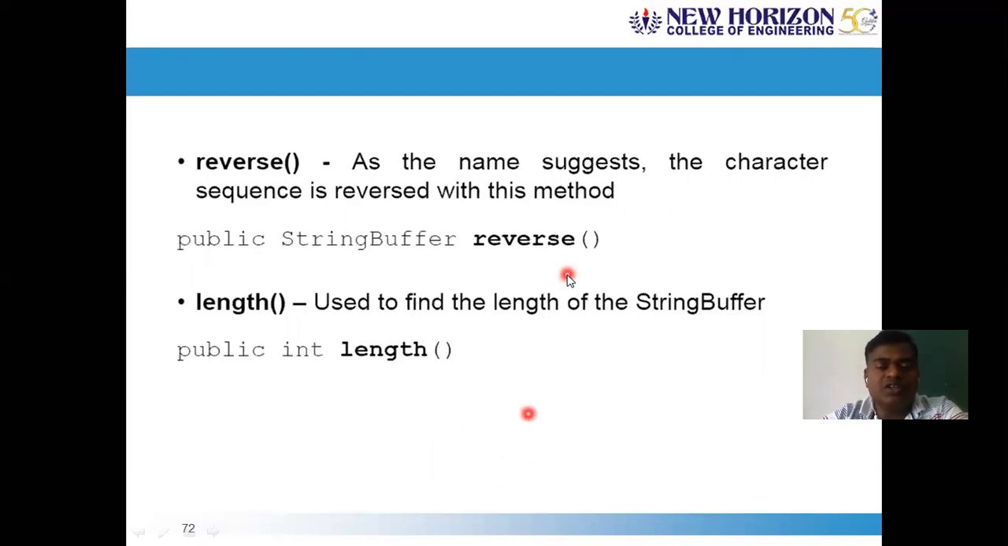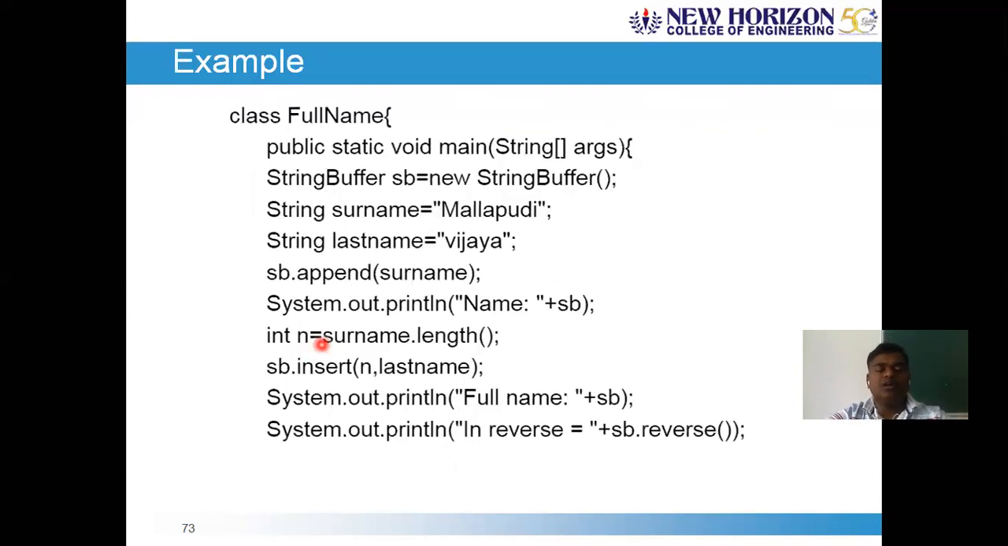Next one is reverse, to reverse all the characters. If ABCDE is my string, then EDCBA is the reverse of it, and we can use the reverse library function for reversing or arranging items in reverse order. Then the length function, which is used to get the length of the string buffer: length with a pair of parentheses.